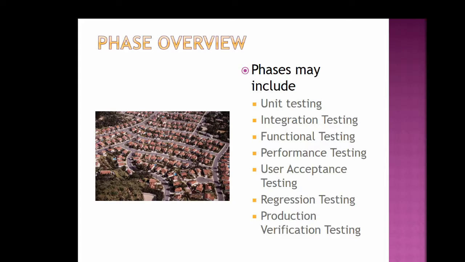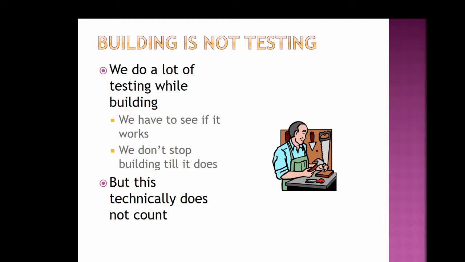Again, these aren't necessarily lockstep linear things. They can happen iteratively. You can spiral between them. There's all sorts of ways to deploy them, but we need to know what they are individually as well.